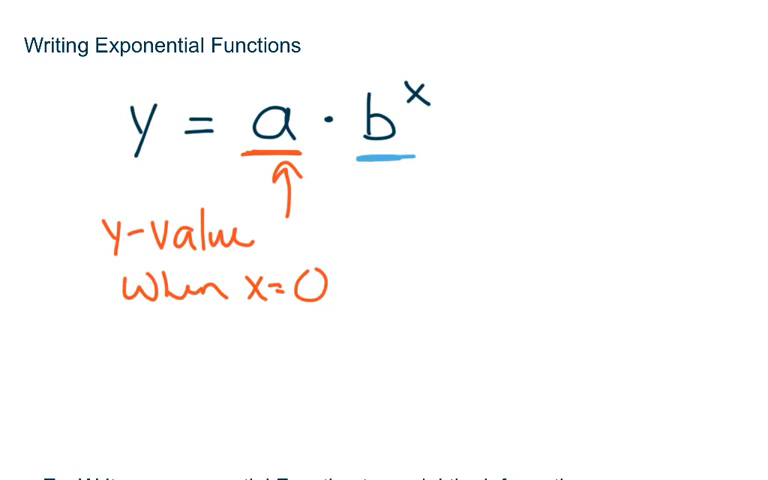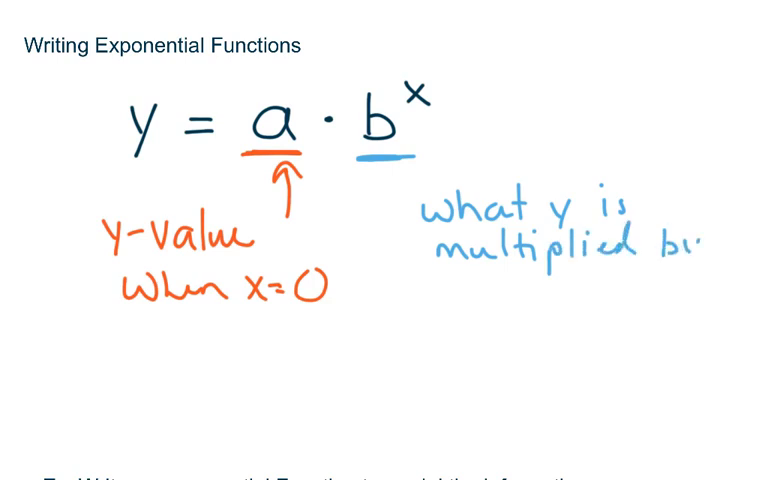Usually you're going to be given a table or a list of ordered pairs. All you need to do is find the x value of 0, and the y value with that point is going to be your a value. Now your b value is what y is multiplied by to get the next number, to get the next y.